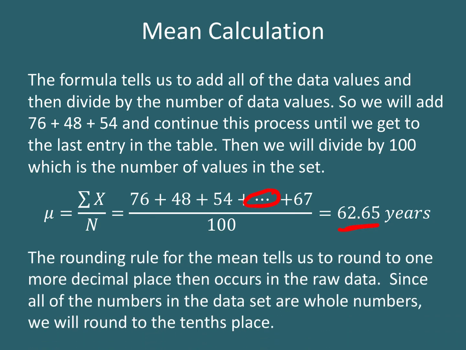An important note is the rounding rule. The rounding rule for the mean tells us to round to one more decimal place than occurs in the raw data. Since all of the numbers in the data set are whole numbers, notice here that my average we round to the 10th place. So in this particular case, our average would be rounded to 62.7 years.